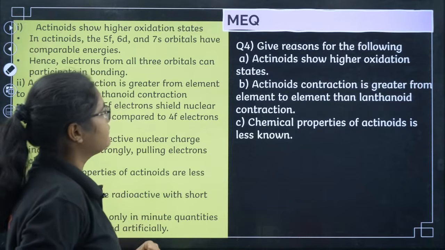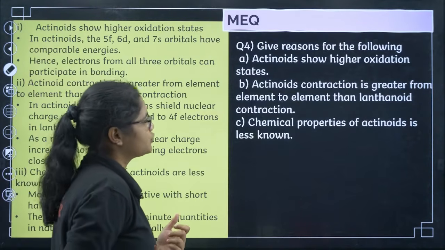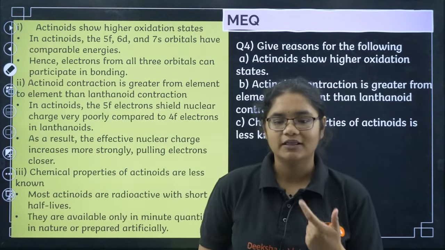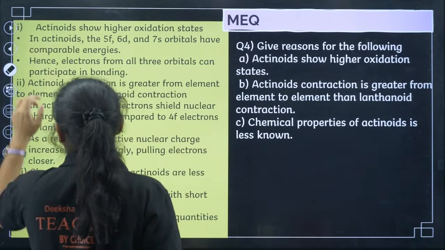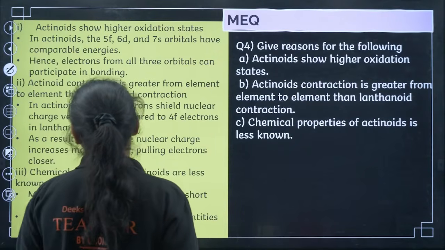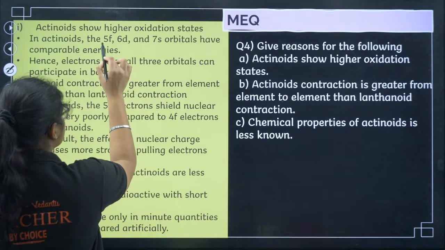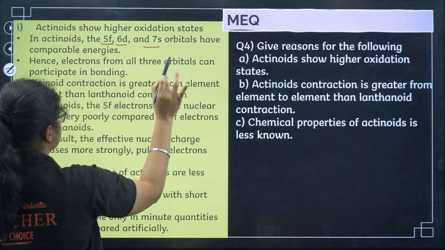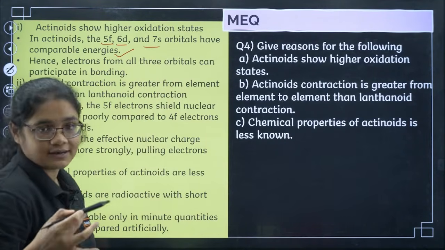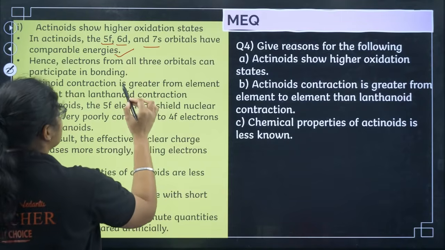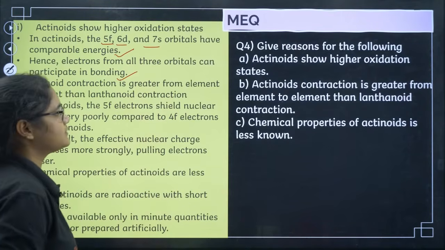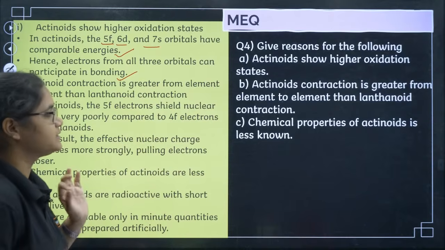Next, we have give reasons for the following. Actinoids show higher oxidation states. So the actinoids have a greater number of variable oxidation states. What is the reason for that? First of all, in actinoids 5f, 6d and 7s all have comparable energies. So they all can participate in bond formation. That is why they show higher oxidation states.